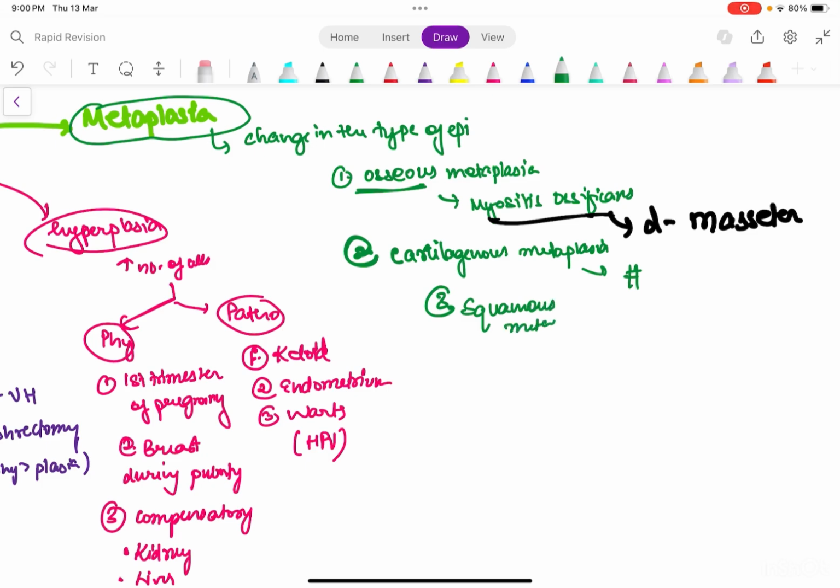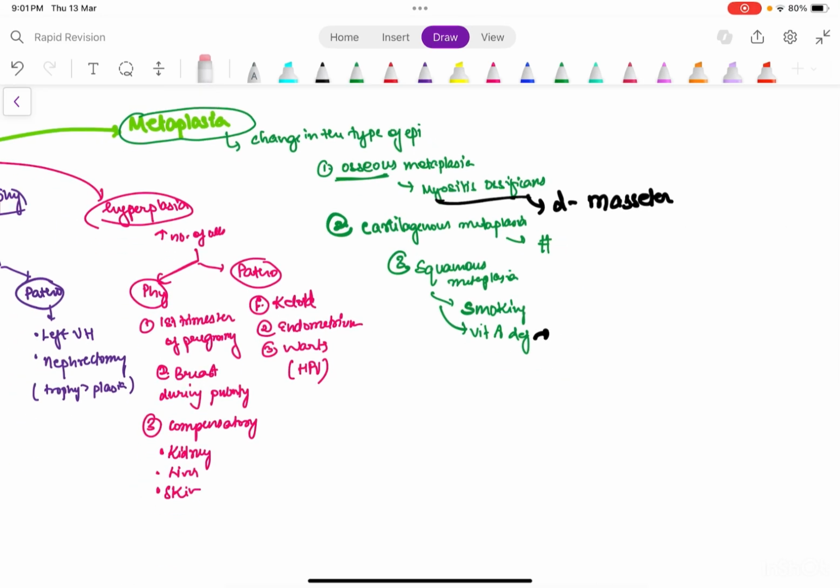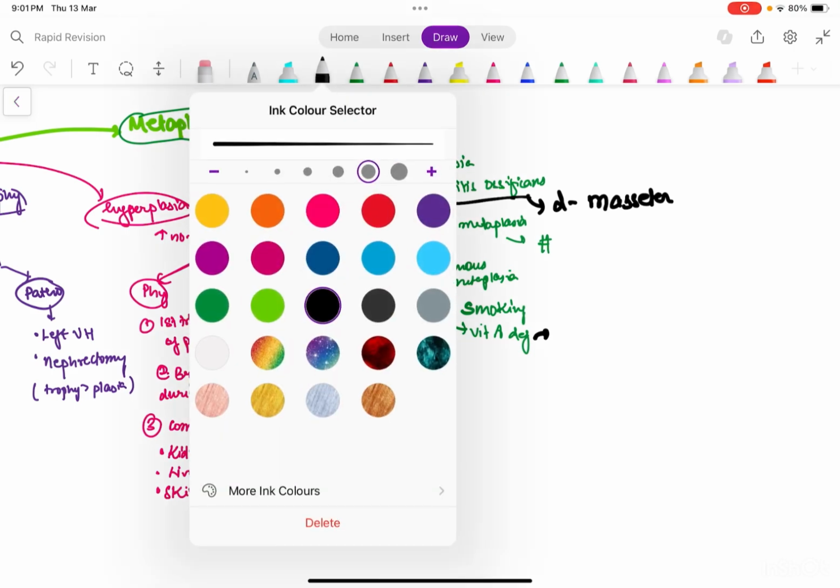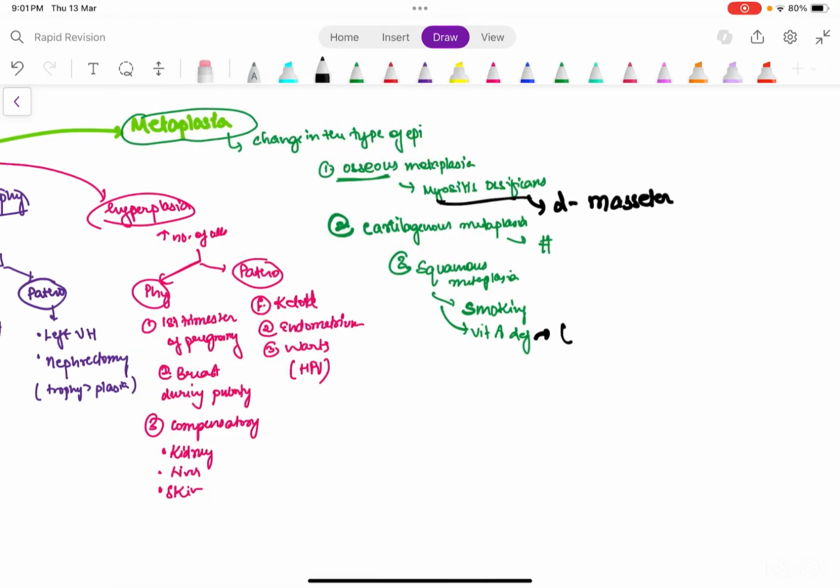Then third is squamous metaplasia. Now squamous metaplasia, you need to know all the examples, it's very important. It is seen in smoking, and in vitamin A deficiency. The core function of vitamin A is epithelialization also, right? So vitamin A deficiency leads to squamous metaplasia.